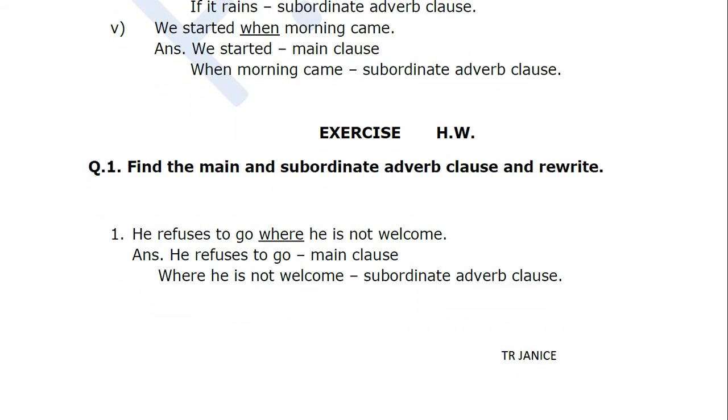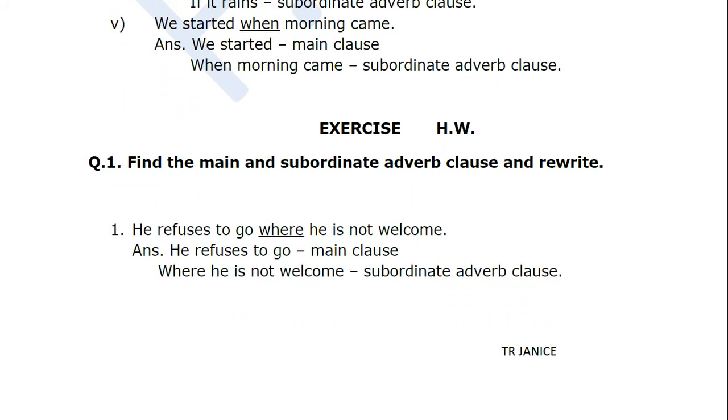Now let's have a look at the homework for your adverb clauses. Okay, this is your homework only for your adverb clause, not for any other clause. Now let's see the first one. And I have done the first one for you as an example. He refuses to go where he is not welcome. So your subordinator is where, and main clause, he refuses to go. Is it complete? Yes. So he refuses to go, main clause. Where he is not welcome, subordinate adverb clause, because it is describing the action to go. Okay, where he will go or he will not go. Okay, next one.